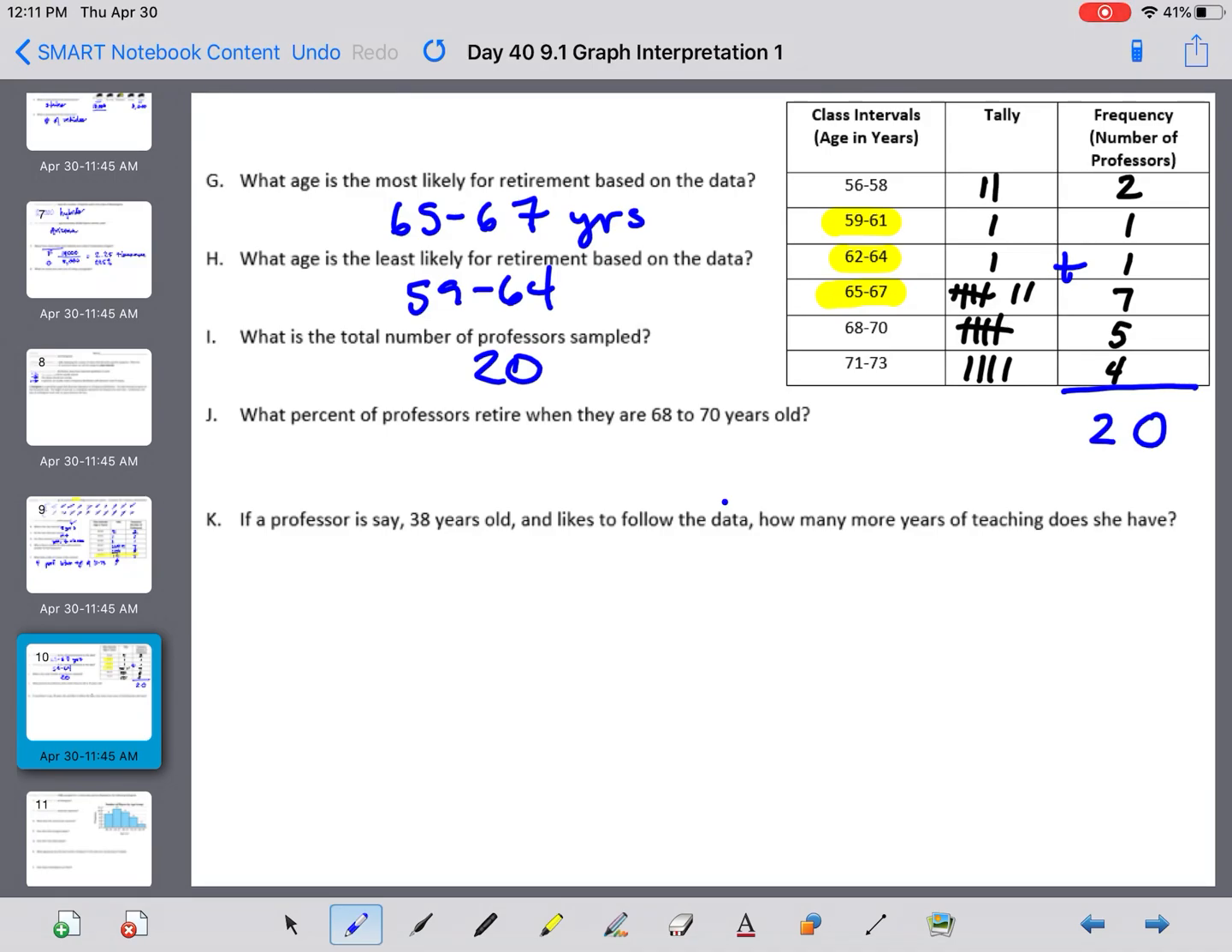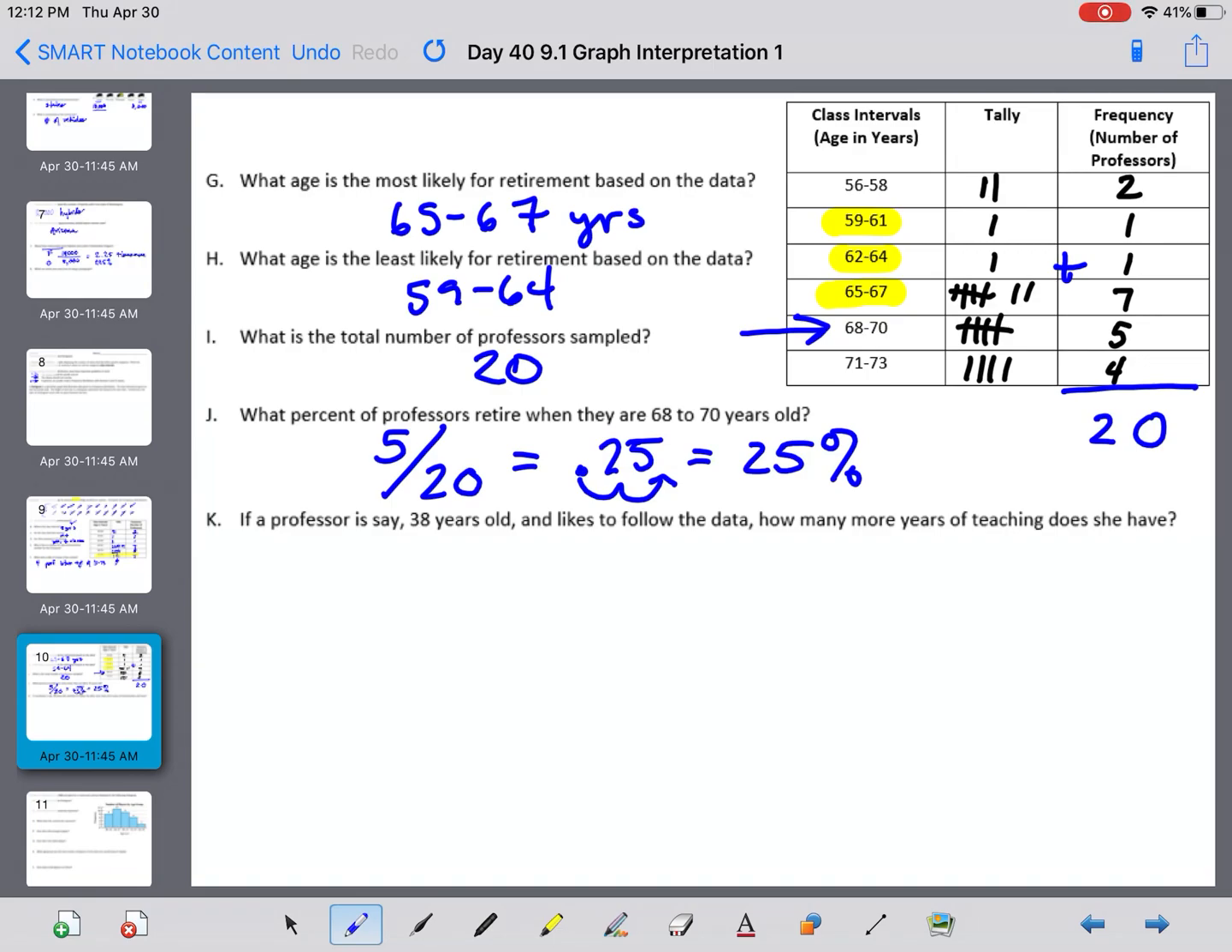And then what percent of professors retire when they are 68 to 70 years old? So 68 to 70 is this category right here. So I have 5. So that would be how many retire out of the total. So 5 divided by 20 is going to give me 0.25. And then I need to convert that to a percentage. So remember, that's when we multiply by 100, and that's moving our decimal point 2 places. So 25% of my professors retire between the age of 68 and 70.